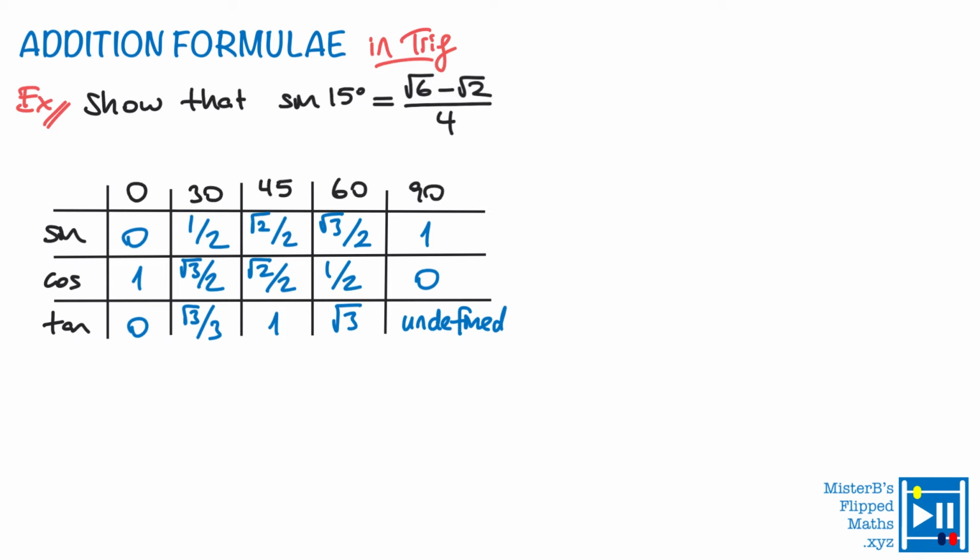Now, you may not know these values, but you should be aware that these are specific. And you can use these angles and their trigonometric ratio values to calculate something like sine 15 without using your calculator.